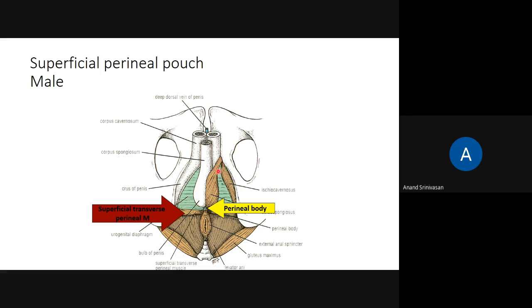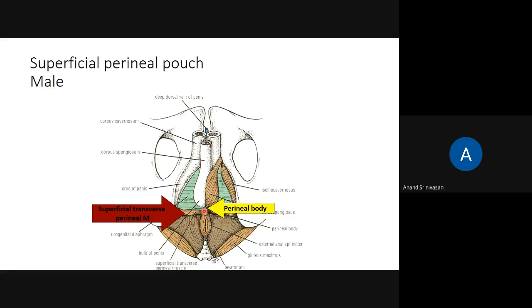Here you can see the muscles called the bulbospongiosus and the ischiocavernosus. Here you can see the superficial transverse perineal muscle, the external anal sphincter, and the bulbospongiosus, all connected towards the perineal body.